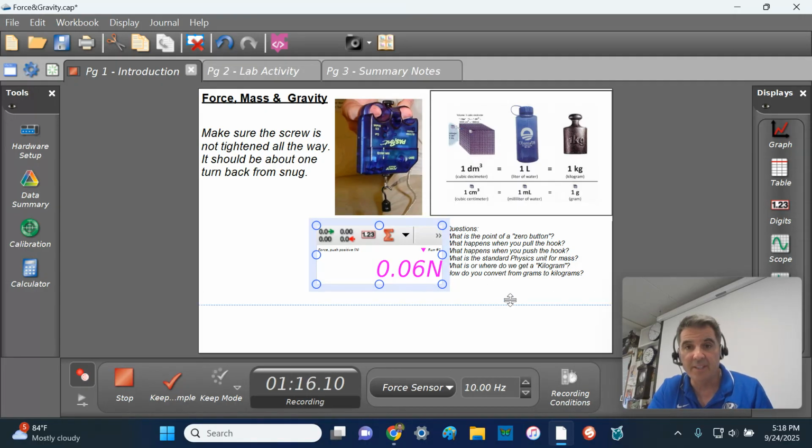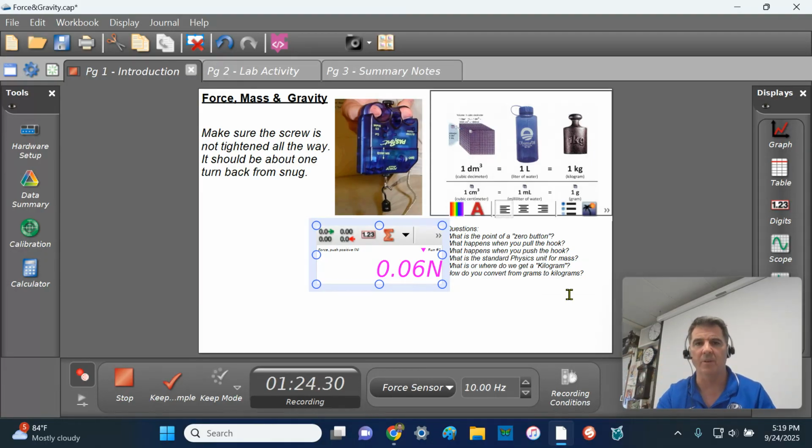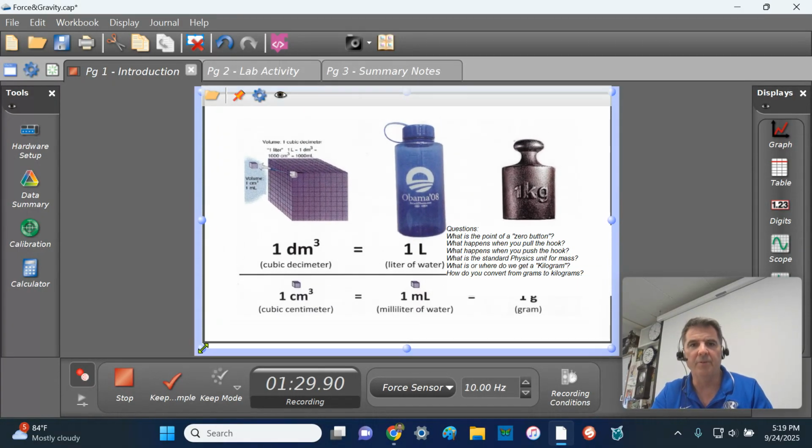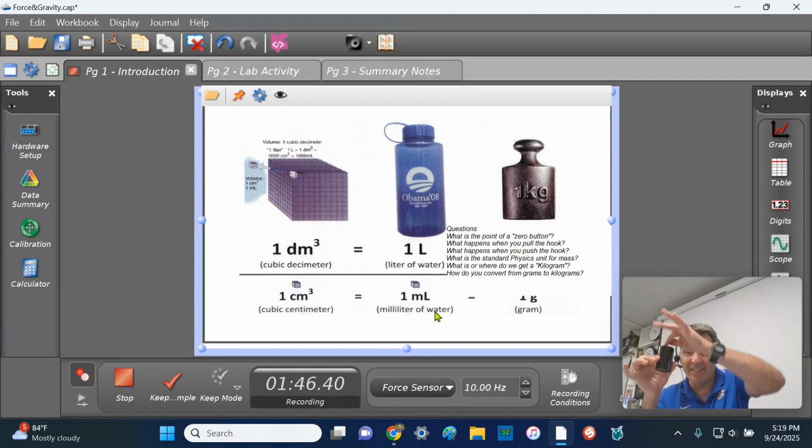Okay. Then it says, what's the standard physics unit for mass? Well, this is a kilogram, right? But what is a kilogram? If you see in the picture, you've got a liter of water. This is an old picture. It says Obama 08. A liter of water actually has a mass of 1 kilogram, which is really cool. How much water would 1 kilogram be equivalent to? 1 liter. And if you had 2 liters, what would the mass be? 2 kilograms. So that's actually pretty cool.